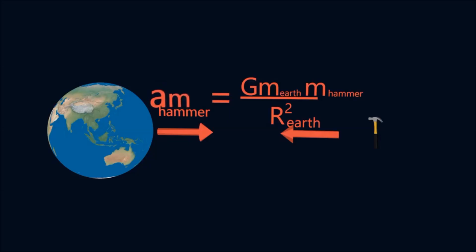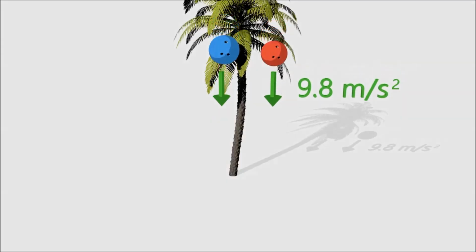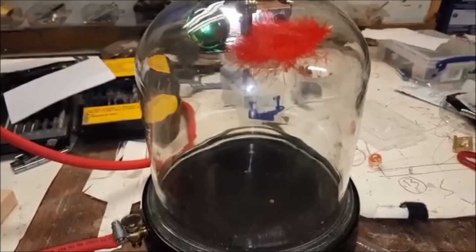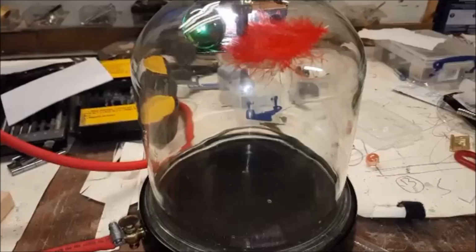So we can see that the mass of the hammer cancels. Goodbye. And if you plug in the numbers, well, then we get 9.8 meters per second squared. That's the gravitational acceleration on Earth. 3, 2, 1.